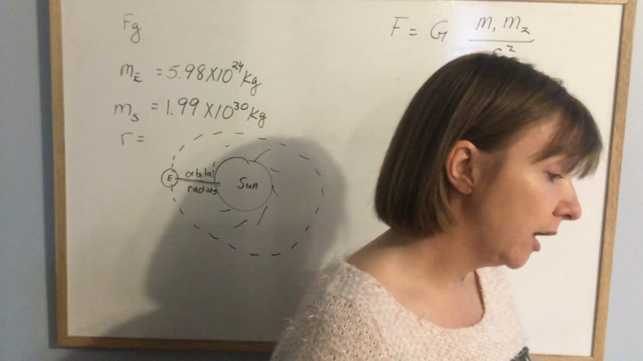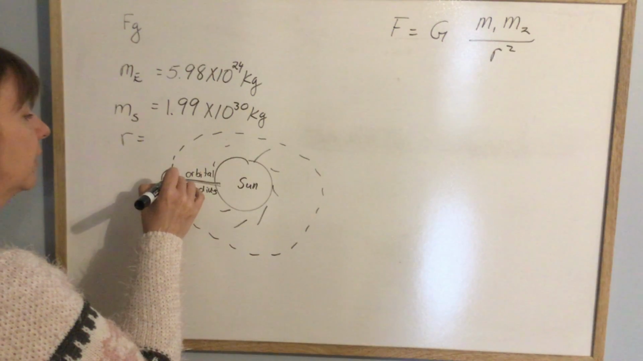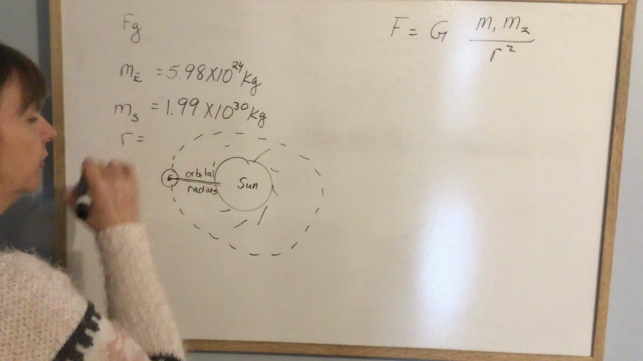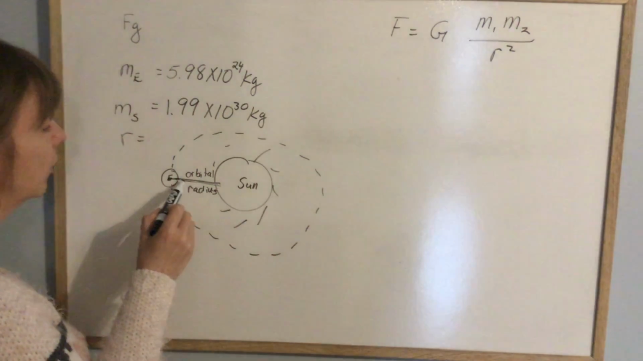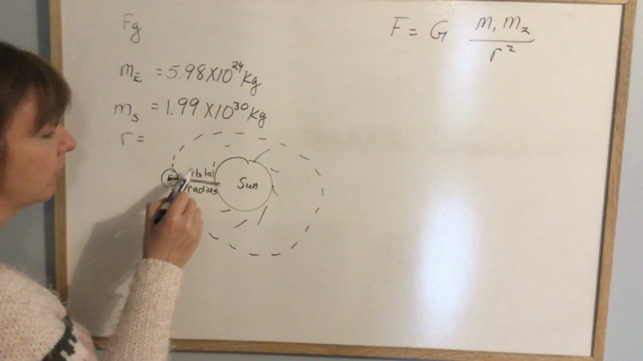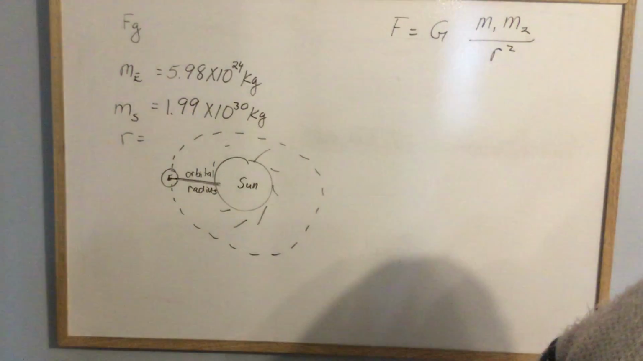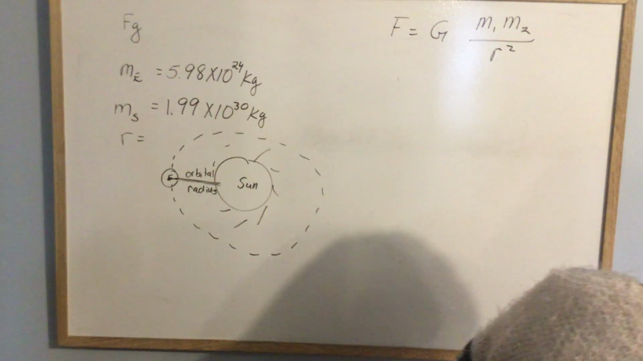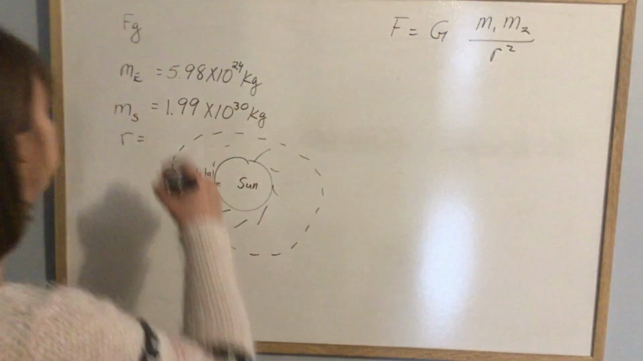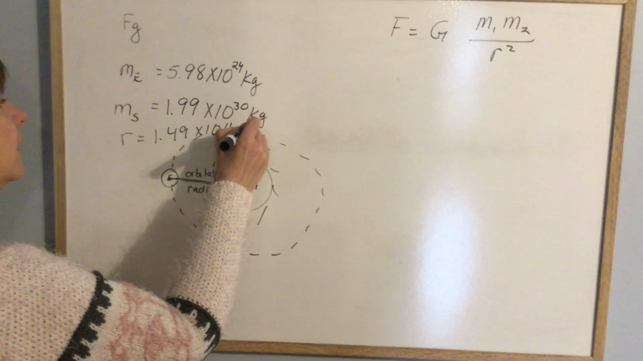And so if you look at Earth and you look at radius, what they're giving you is from the center of the Earth to the edge of the Earth, what is that radius? But that's not what we're looking for. We're looking for the radius between the 2 of them. So we're actually looking for the orbital radius, which for Earth is 1.49 times 10 to the 11th meters. So my radius is 1.49 times 10 to the 11th meters.